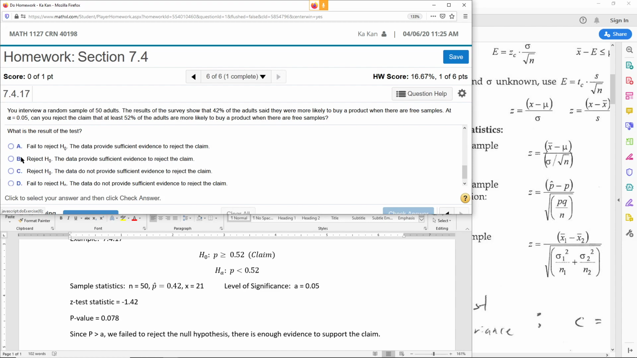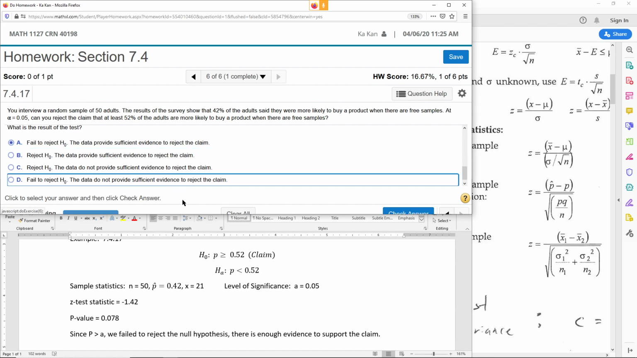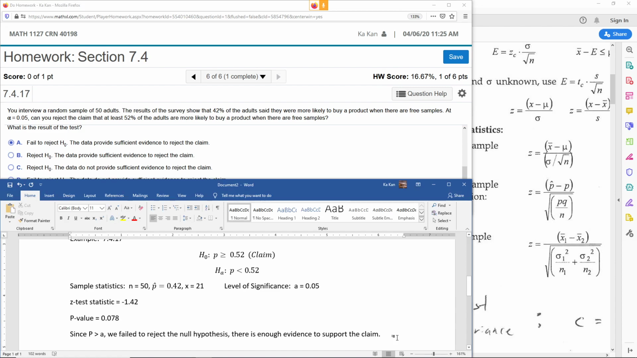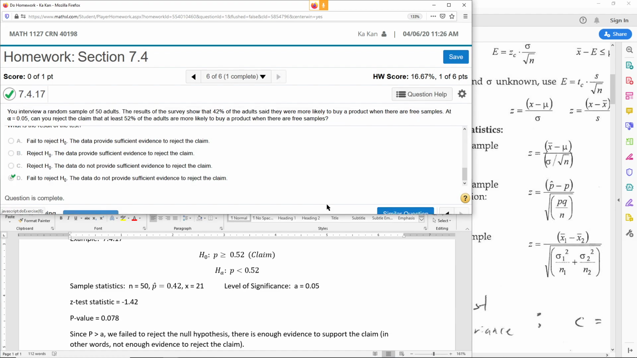And you can say we fail to reject, and the data is enough proof, right? Sufficient evidence to, or to what does it say? Reject the claim. So the data do not provide enough evidence to reject the claim. So you can say this. In other words, not enough evidence to reject the claim. Same thing. And that's it.